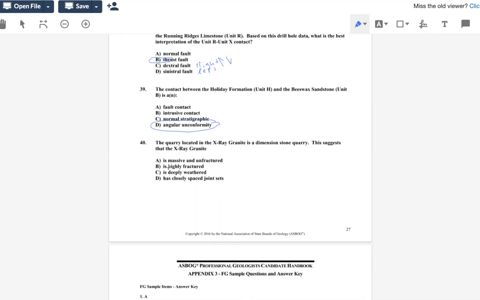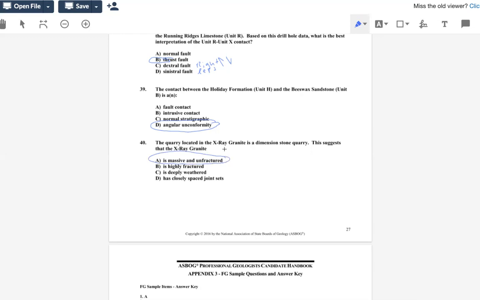Massive and unfractured, highly fractured, deeply weathered, closely spaced joints. So like I said, we usually want to polish dimension stone. It's quarried for a very particular reason because of the certain characteristics it has, its mineralogy, its hardness, things like that. And so if it's fractured, it's going to be easily broken. So massive and unfractured is the most reasonable answer.